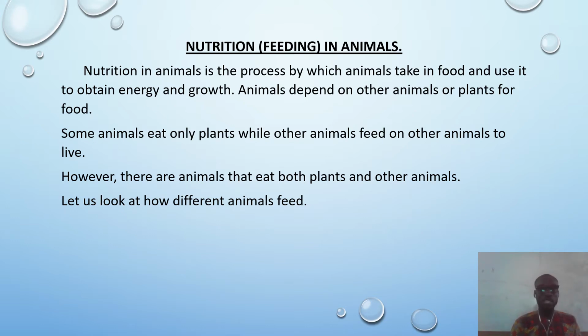Some animals eat only plants, while other animals feed on other animals to live. However, there are animals that eat both plants and other animals. So let's take a look at how some animals feed.